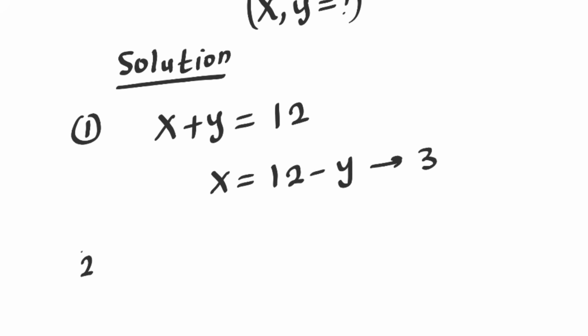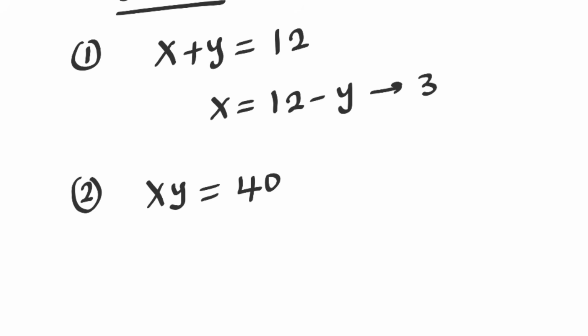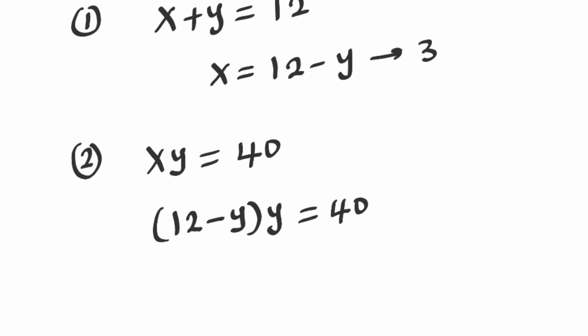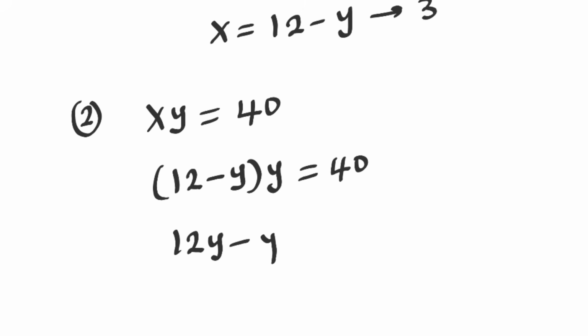From equation 2, xy is equal to 40. Now, let us substitute for x, which is 12 minus y. 12 minus y, bracket y, is equal to 40. Let us open the bracket with this y. y multiplied by 12, this is 12y, minus y multiplied by y, y square, is equal to 40.